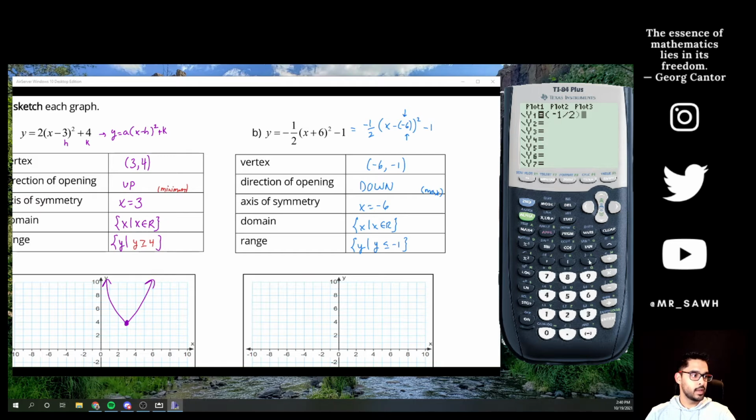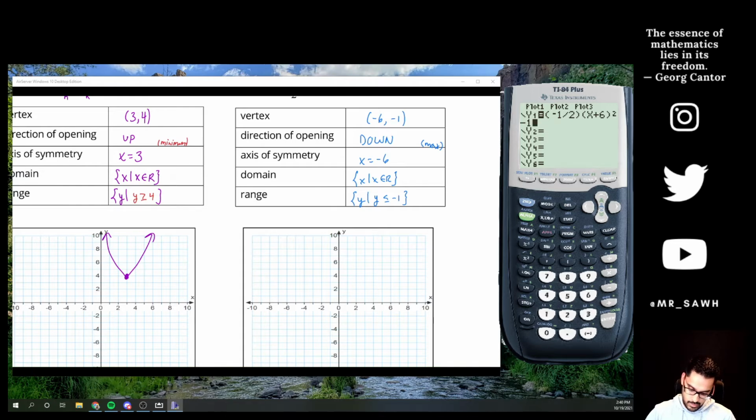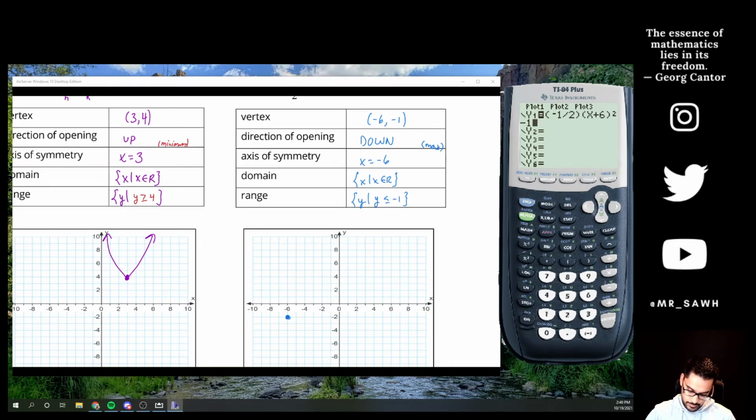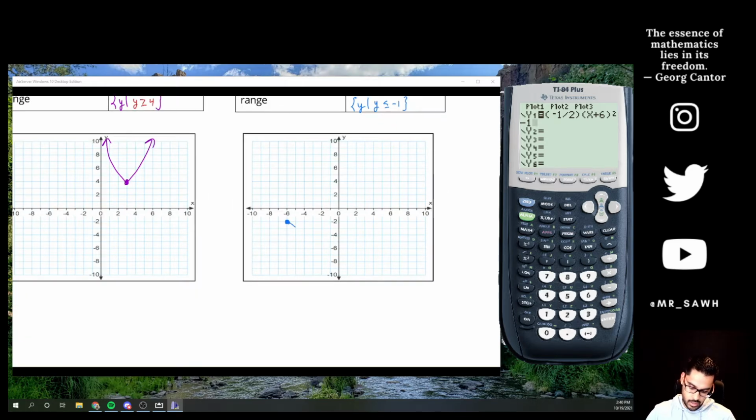So negative 1/2 (x plus 6) squared minus 1. So before I hit graph, let's actually draw this. So at negative 6, negative 1, there's my vertex. Okay, opens downwards, so it'll look something like this. Graph. So somewhere in that, there we go.